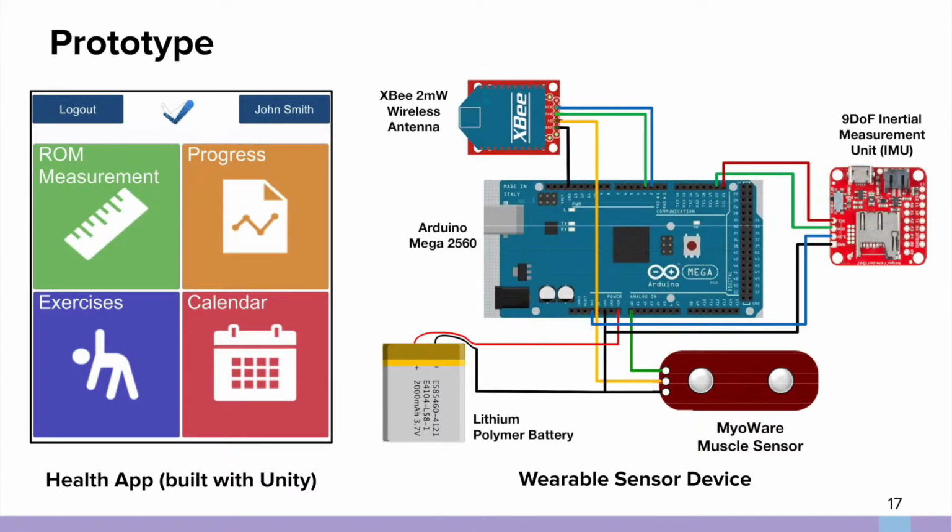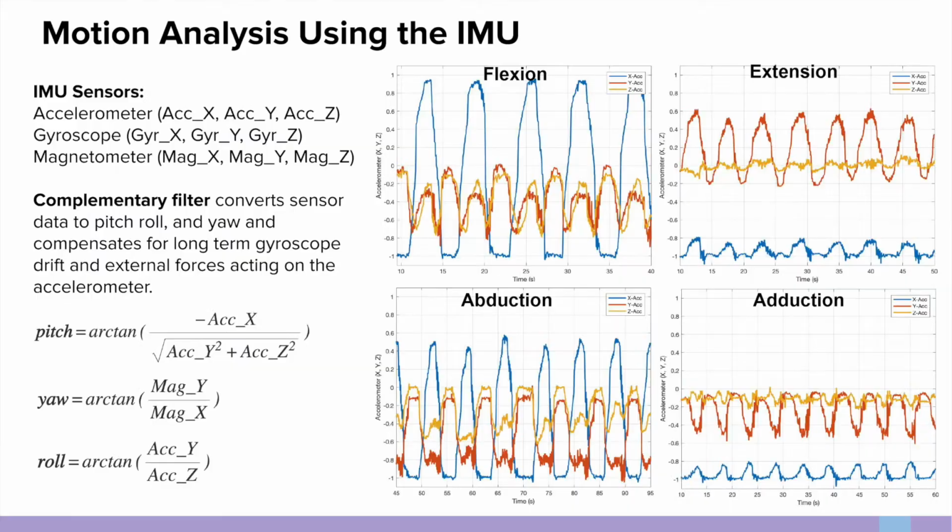The prototype consists of 2 modules, a wearable sensor device that the patient wears on their upper arm, and a mobile health application. The wearable device uses an inertial measurement unit and a muscle sensor to track arm movement, while an Arduino board processes data from the 2 sensors and transmits them to a computer. The inertial measurement unit consists of 3 sensors, an accelerometer, a gyroscope, and a magnetometer.